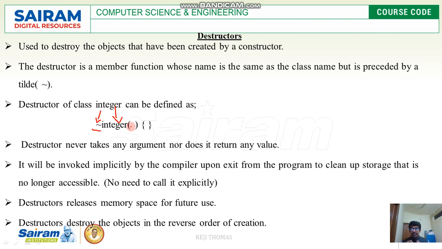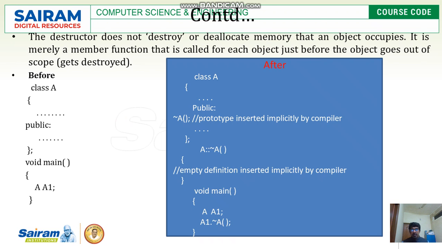And this is invoked implicitly by the compiler upon exit from the program. So whenever the control is going to come out of the program, this will be called explicitly to clean up the storage. Destructors destroy the objects in the reverse order of creation. Just think that it has created three objects A, B, C. So C will be the first object which gets destroyed, then B, then A, which is going to release the memory. Okay, so let us see how this can be done.